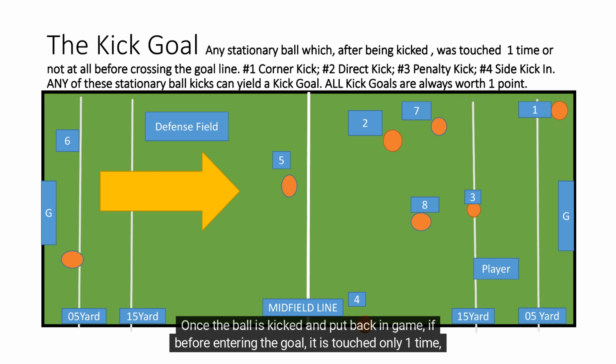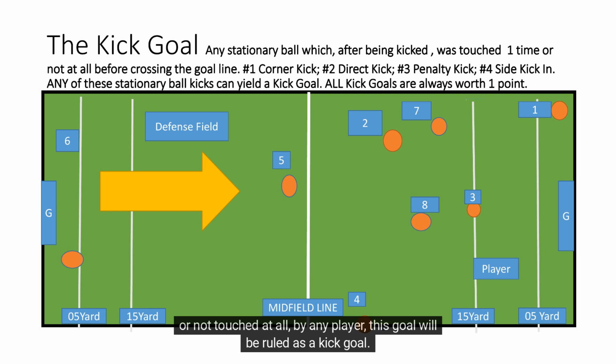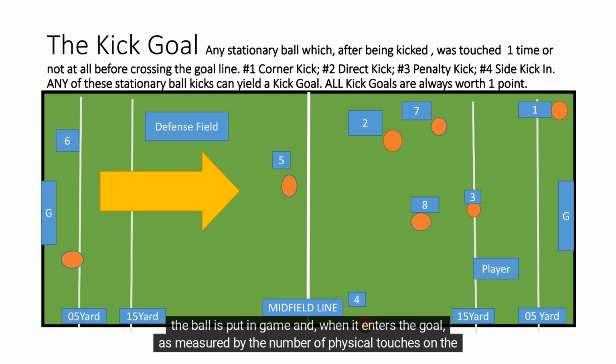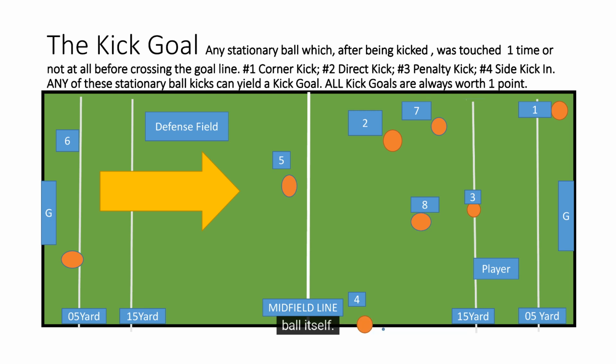Once the ball is kicked and put back in game, if before entering the goal it is touched only one time or not touched at all by any player, this goal will be ruled as a kick goal, worth only 1 point. What is common to all these goals is that there was very little team participation between the time the ball is put in game and when it enters the goal, as measured by the number of physical touches on the ball itself.